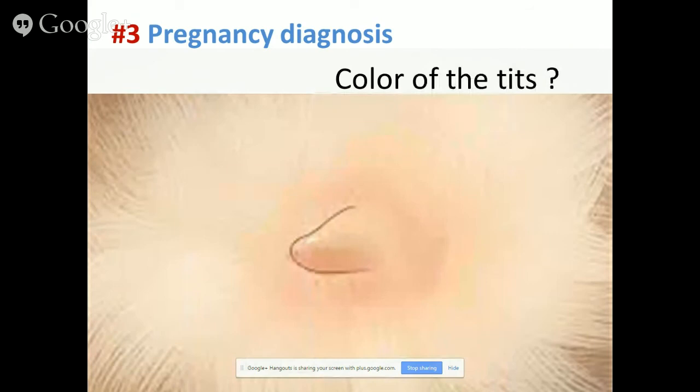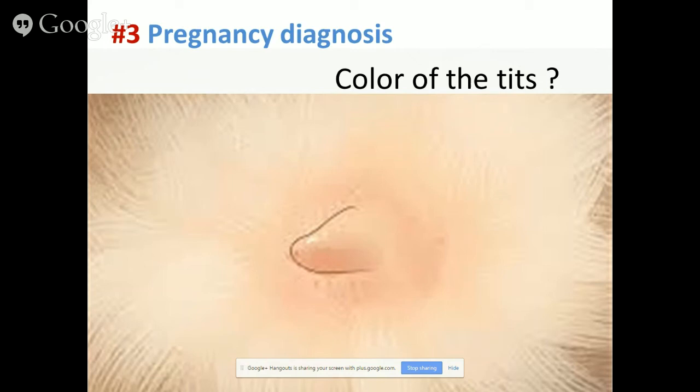One physical parameter that many breeders use as well is the color of the teats. Typically, we know that the teats will become pinker in pregnant queens. So this is an accurate parameter that you can check, and it's even more accurate when you deal with queens that are bred for the first time.